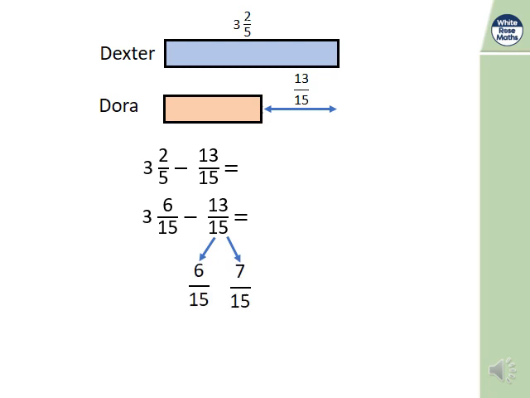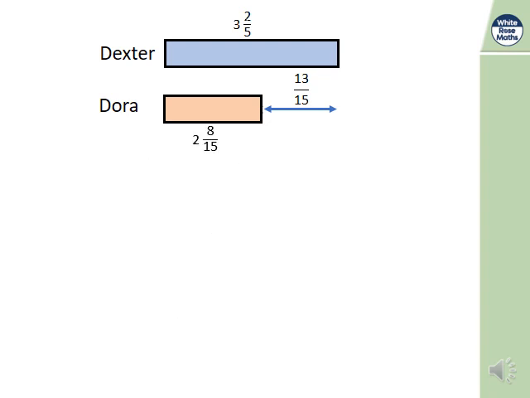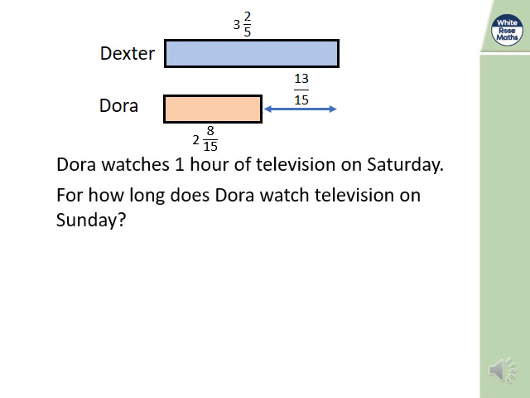We could take away the 6/15 to take it to 3 wholes, then do 3 wholes, take away 7/15. And 3 wholes take away 7/15 is 2 8/15. And that would tell us that Dora watches 2 wholes and 8/15. Dora watches 1 hour of television on Saturday.